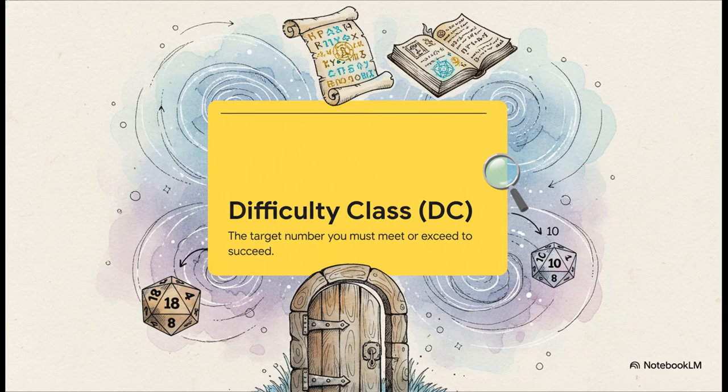Now you might be wondering, what exactly is that target number you're trying to hit? In-game, it's called the difficulty class, or DC. The Dungeon Master secretly decides this number based on how tough the task is, which really keeps the suspense alive at the table. Trying to crack an ancient magical cipher? That's going to be a high DC, maybe an 18. But just forcing open a slightly stuck wooden door? That might be a super low DC, like a 10. Your goal is always to meet or beat that specific number.